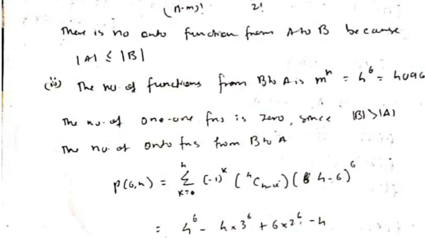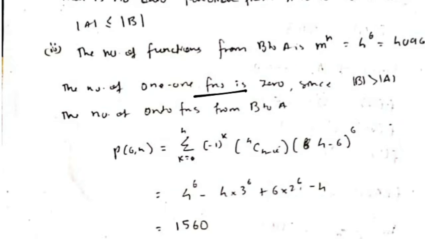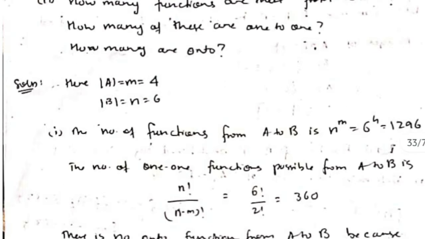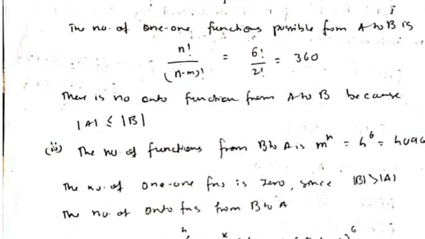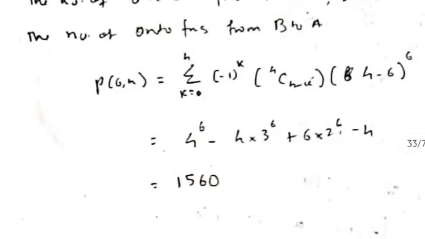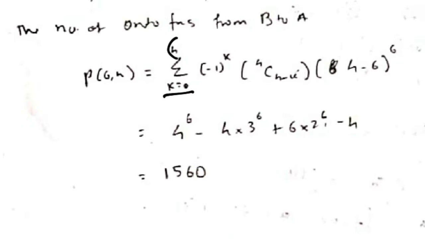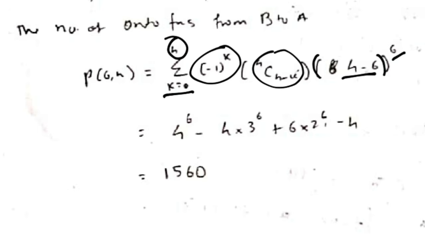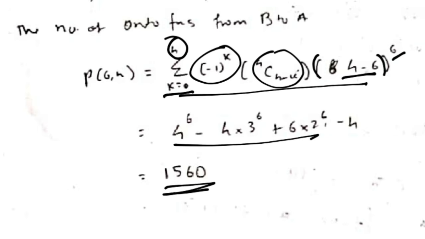So you will get this answer here, and the number of 1 to 1 functions is 0 because B should be lesser than A, then only 1 to 1 function is possible, as in the previous case. See here, in the previous case A was less than B, right? So 1 to 1 was possible, but onto was not possible. In this case B is greater than A, so 1 to 1 is not possible, but onto is possible. So when you consider onto, the formula is summation of k equal to 0 to n, which is 4, minus 1 power k, 4C(4 minus k), and in brackets (4 minus k) raised to n. Applying this and finding the summation, we will get this answer here.